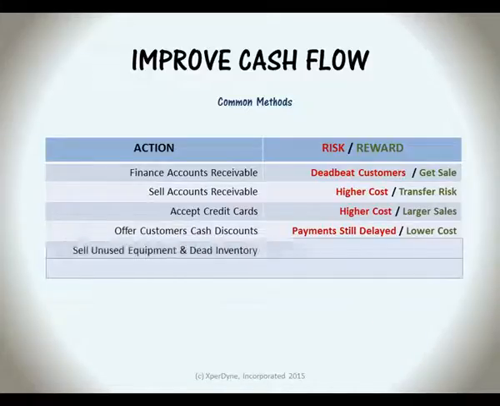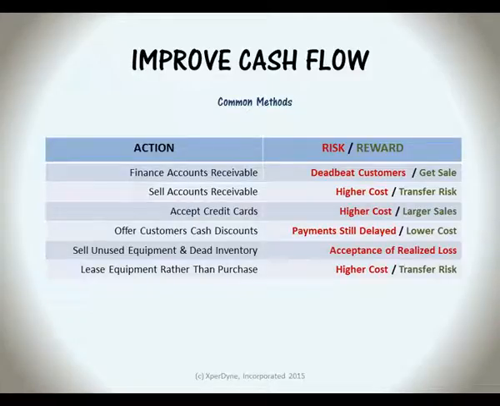Selling unused equipment or slow-moving inventory is the quickest way to generate a one-time cash infusion. Unfortunately, psychological obstacles to realizing a decline in market value often create reluctance, but keeping non-performing assets is the same as financing their purchase. Finally, leasing equipment frequently helps improve cash flow through lower initial costs but at a higher total cost, depending on financing terms. Risks, however, are transferred to the lessor.